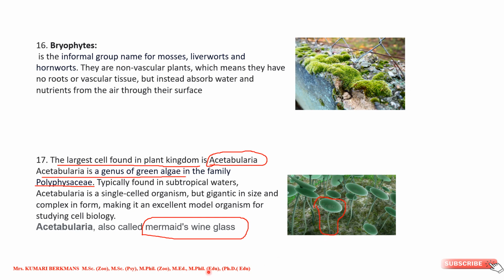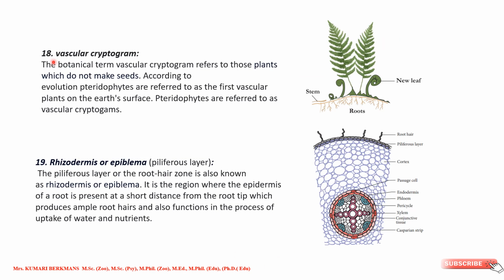What you are seeing here is vascular cryptogram. Vascular cryptogram refers to those plants which do not make seeds. These are referred to as pteridophytes. Those pteridophytes are referred to as vascular cryptograms. Okay, what are referred to as vascular cryptograms?